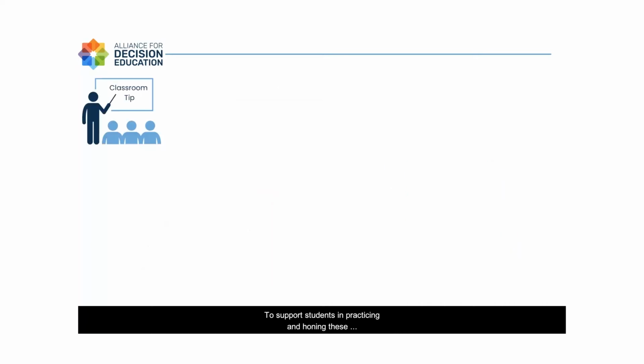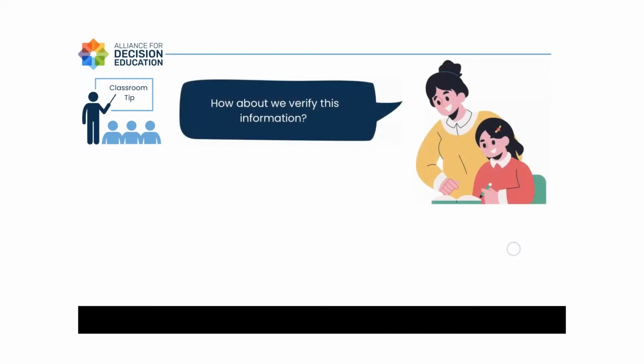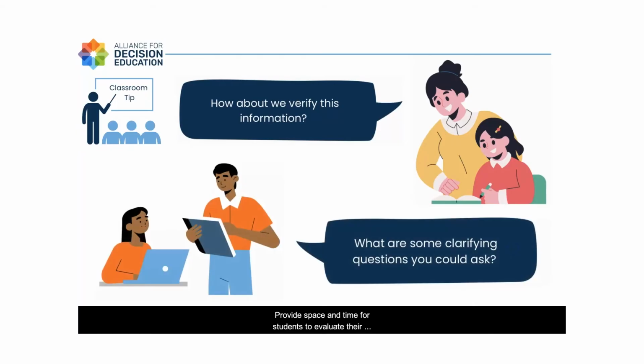To support students in practicing and honing these dispositions, we encourage classroom or at-home practices that encourage young people to ask questions like the ones mentioned in this video. Provide space and time for students to evaluate their assumptions or those of others. Help students to seek out information that challenges their viewpoints or provides them with an outside view they hadn't considered. Support students with the media literacy skills to verify sources of information.